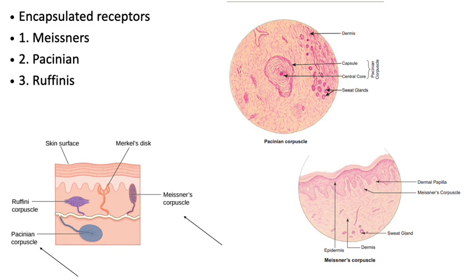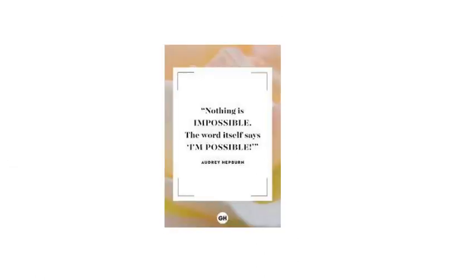Then there is the Ruffini's corpuscle, which is fusiform in shape, and it is also found in the dermis of skin and joints, and it is sensitive to stretch. So this is the Ruffini's corpuscle. So this is all about the general anatomy of skin. Thank you.